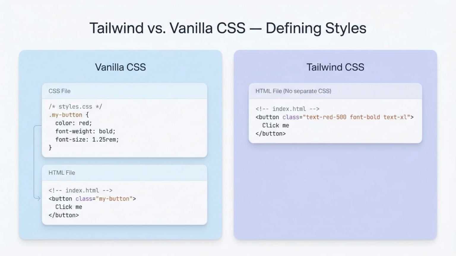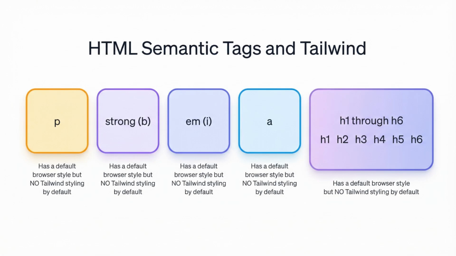Here's a direct comparison between vanilla CSS and Tailwind. With vanilla CSS, you define a class name in a separate style sheet, write all the CSS rules inside it, and then reference that class in your HTML. With Tailwind, there is no separate style sheet to write. The class names themselves carry all the styling information. This is what people mean when they say Tailwind eliminates the need to name things and manage a growing CSS file.